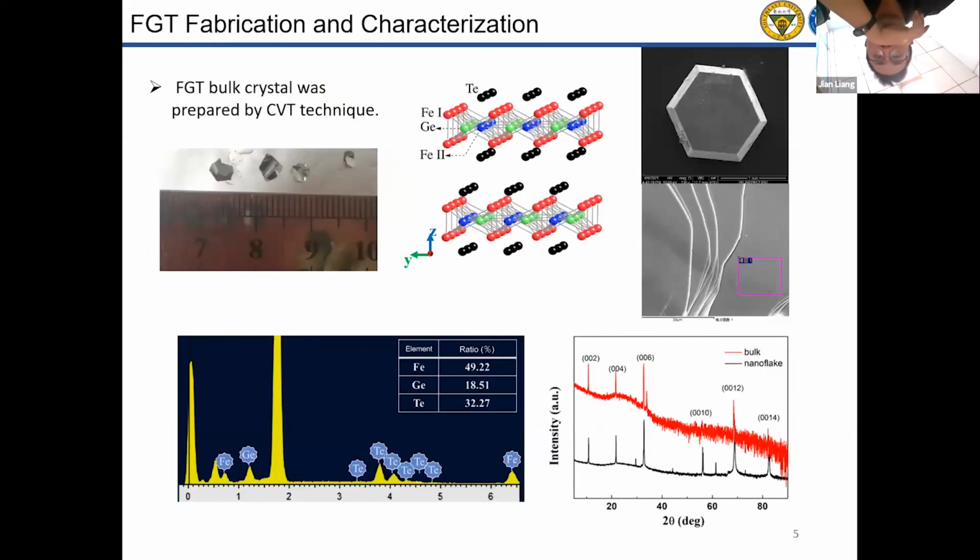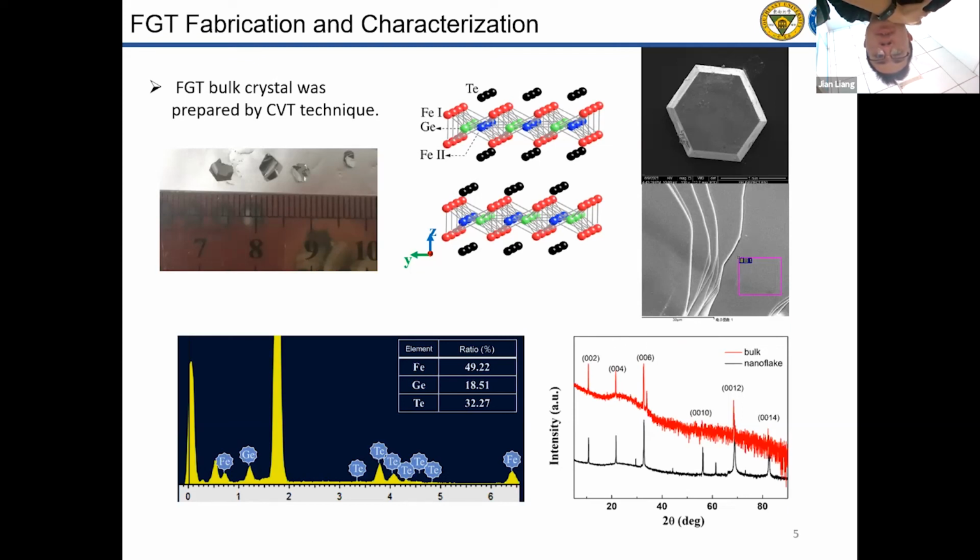First, we prepare the FGT bulk crystal by using the CVT technique, and the bulk crystal size is up to 6 millimeters. The size of the bulk crystal is very important for the next mechanical exfoliation. We can obtain a large area thin layer if the bulk crystal is large enough.